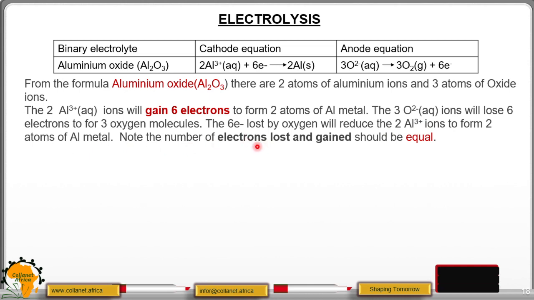Note, the number of electrons lost and gained should be equal. So this is the number of electrons lost, and this is the number of electrons gained. They should be equal so that the equation is balanced.